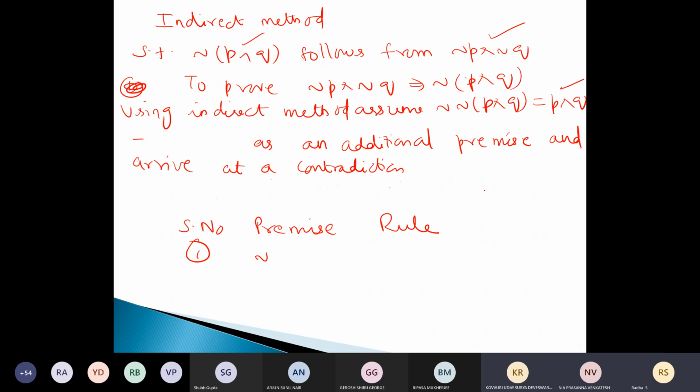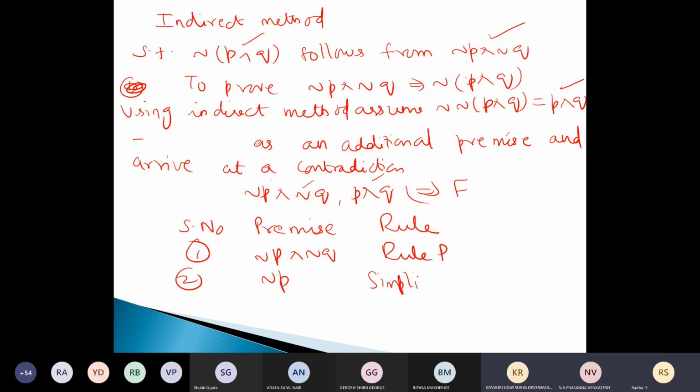Okay. Now tell me, you have to show not P and not Q, comma P and Q is equivalent to false. This is the thing you want to prove. You have to take these two premises and arrive at a contradiction. So which one you can take first? Anything you can take, no problem. So I take not P and not Q. Given. So rule P. Next, not P. Simplification of 1.